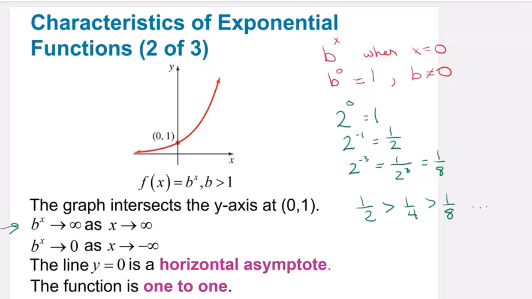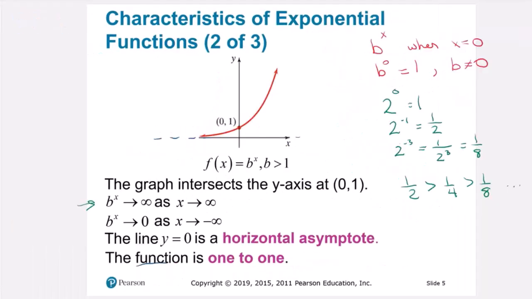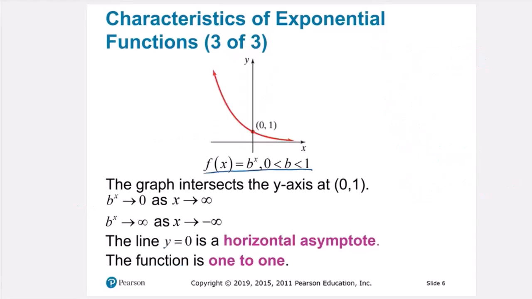Also, there is a horizontal asymptote at y equals 0. There's no way I can make this equal 0. I just get closer and closer to that line. And the function is 1 to 1. A function passes the vertical line test, and 1 to 1 means it also passes the horizontal line test.